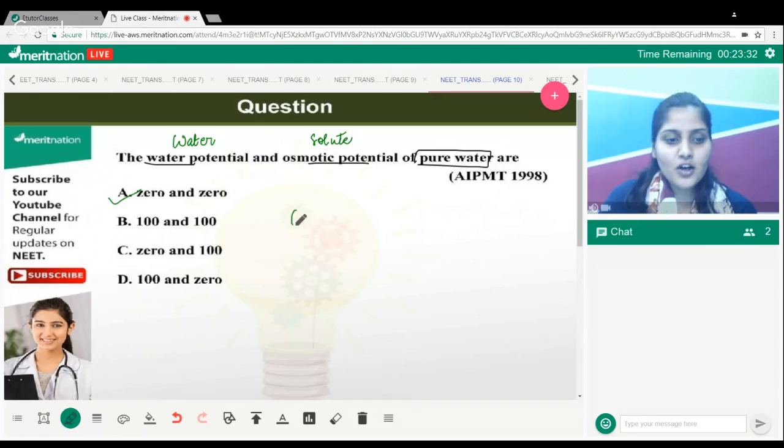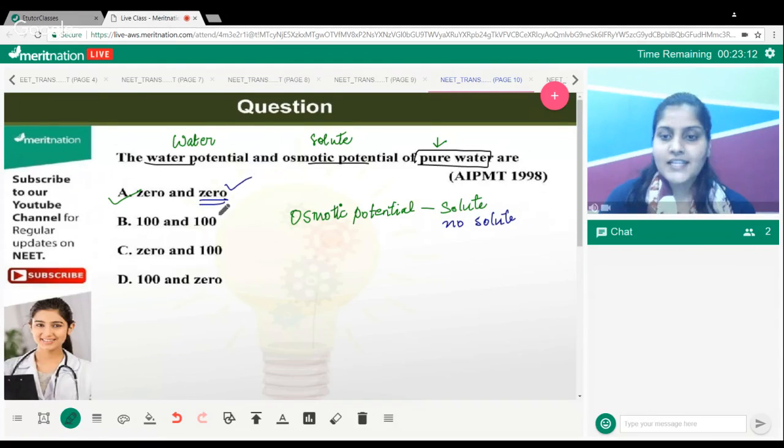Let's talk about osmotic pressure. If we talk about osmotic potential, it is also known as solute potential, and it is determined by the number of solutes present. And you know that in pure water, there will be no solute. Hence, it is zero.